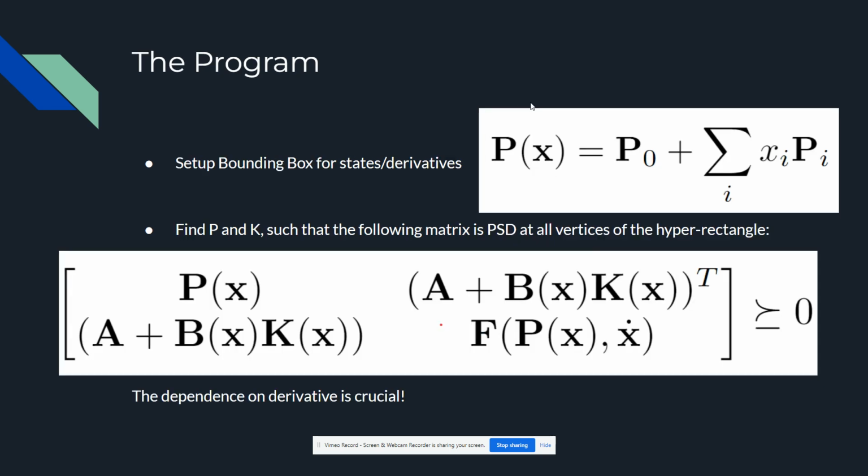The idea behind the program is we set up a bounding box for the maximum absolute value of the state variables and their derivatives, and then we find a P, the inverse of a matrix, and K, such that the following matrix is positive semi-definite at all the vertices of the hyperrectangle. F is a large but linear function of P and x dot. Note that the dependence on the derivative is crucial. It's not enough to certify stability for each possible x. You need to take into account the derivative, and I'll showcase this later.